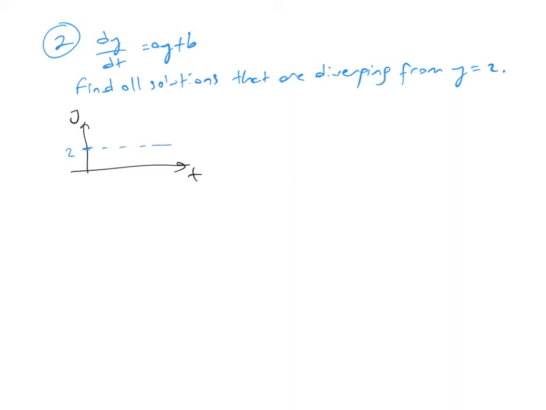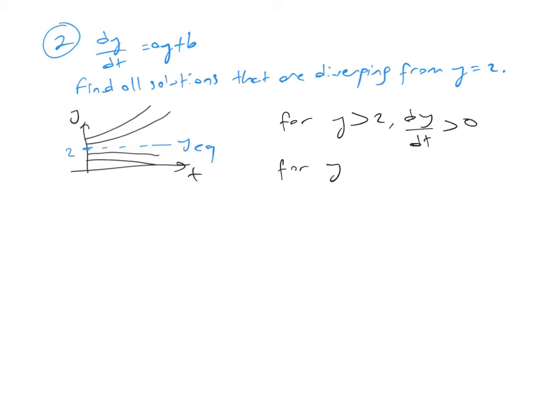2 is our equilibrium point, and all solutions are diverging from the equilibrium point as it is said. Let's write down the conditions: for y values that are bigger than 2, dy over dt is positive, and for y values that are smaller than 2, dy over dt is smaller than 0. In order to meet these conditions, our differential equation should look like this.